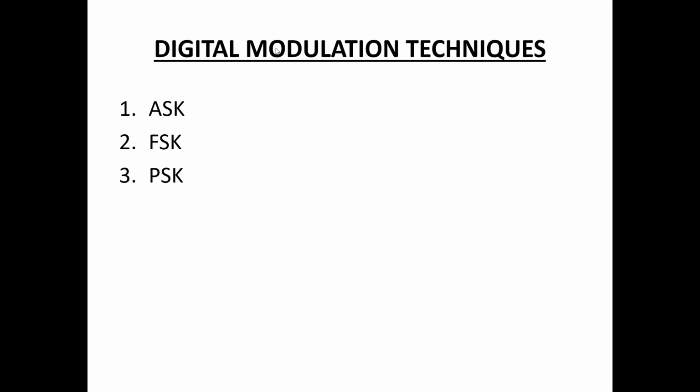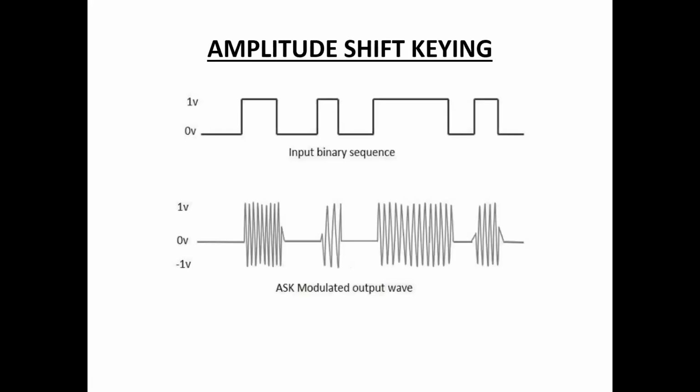Amplitude, frequency, phase shift keying. Let us discuss each modulation technique. First one, amplitude shift keying. Amplitude shift keying is a type of amplitude modulation which represents binary data in the form of variations in the amplitude of a signal. So this binary signal when ASK modulated gives a zero value for low input, while it gives the carrier output for high input.